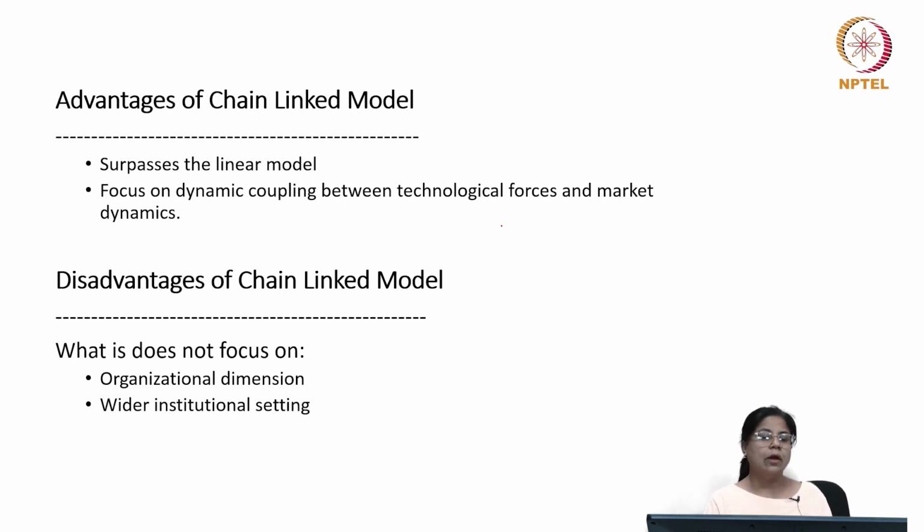However, further authors have also pointed out that there are certain critiques of this chain linked model. What are those? First of all, it does not focus on the organizational dimension, how these things will be sorted out. And another one is that any kind of innovation process is located within a wider institutional setting. That essentially would mean that it will learn from the existing institutions and it will also feed back into the existing institutions, either through educational institutions or research organizations, etc. So it doesn't link with them.